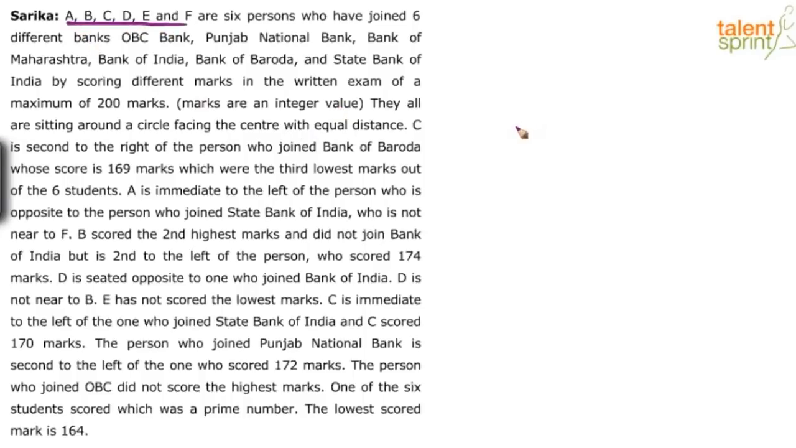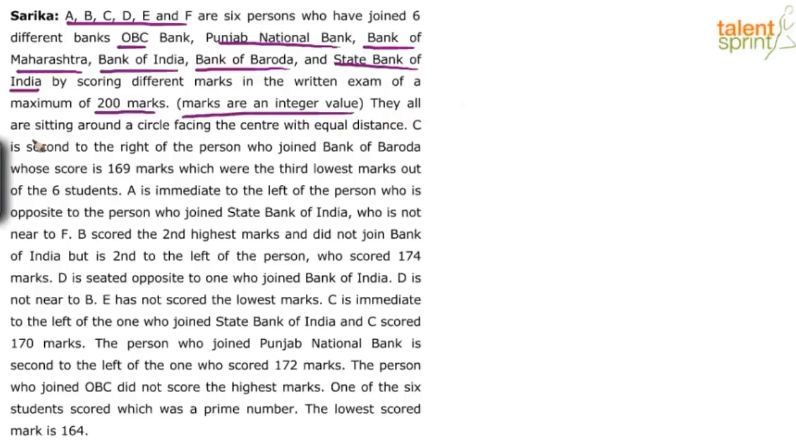The names of the persons, A, B, C, D, E, F, 6 persons. Then 6 banks, which are OBC, PNB, the Punjab National Bank, BOM, Bank of Maharashtra, BOI, Bank of India, BOB, Bank of Baroda and SBI, State Bank of India. So that's the second parameter. And the third one is marks, because they've scored different marks in the written examination which had a maximum of 200 marks, right? So 3 things have to be arranged around the circular table: the persons, the banks and the marks. And also one point given to us is marks are an integer value.